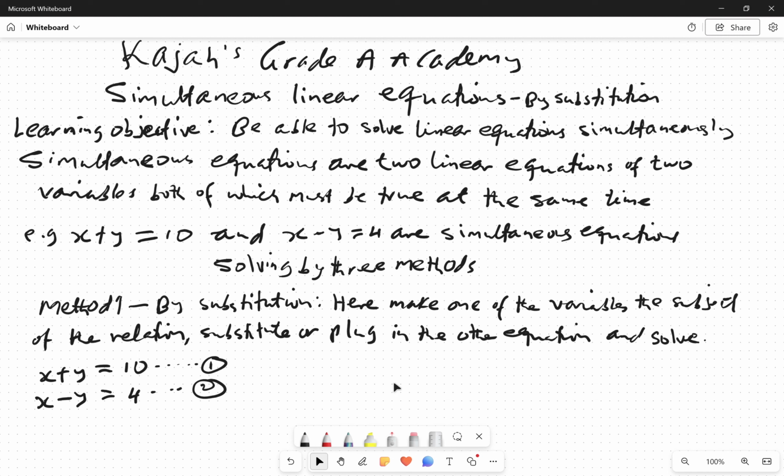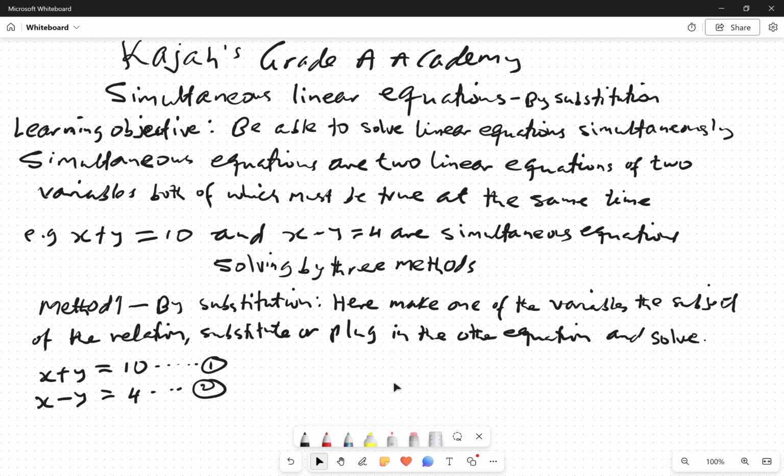In this tutorial, we're going to learn how to solve simultaneous equations. So, our learning objective is to be able to solve simultaneous linear equations. And what are simultaneous equations? They are simply two linear equations with two different variables, let's say x and y, and we need to find the x and the y. So for example, x plus y equals 10 and x minus y equals 4 are simultaneous equations.